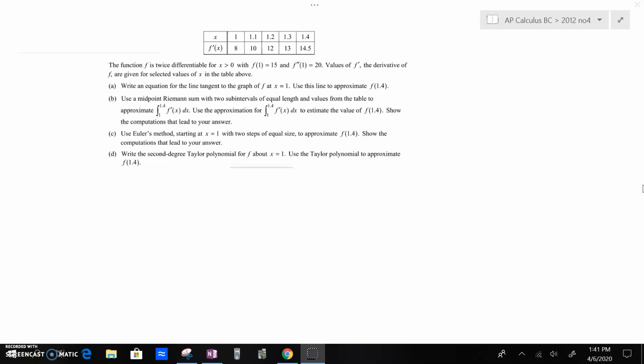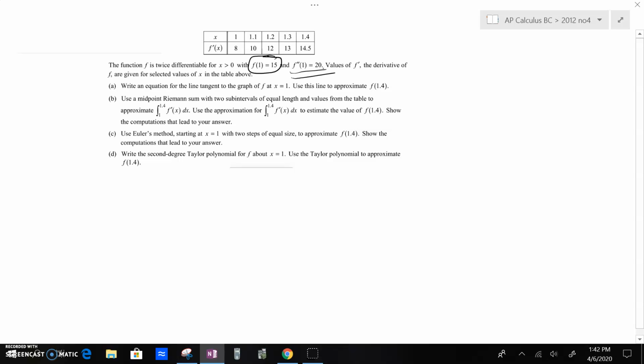So if we start with part A, they're asking us to write an equation for a tangent line at x equals 1 and then use that tangent line to approximate f of 1.4. So for a tangent line, let's see what we know about this thing. We know that f of 1 is 15. And then we know the second derivative at 1 is 20, which I think will come into play later, but we're not going to need that piece of information to do the equation for a tangent line.